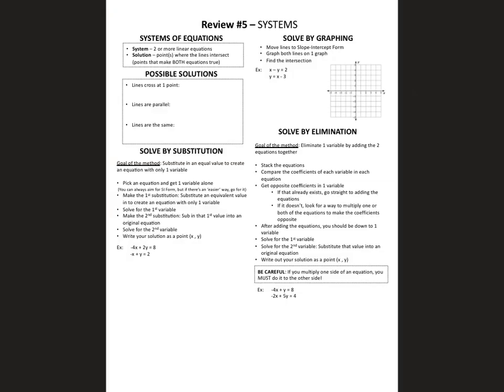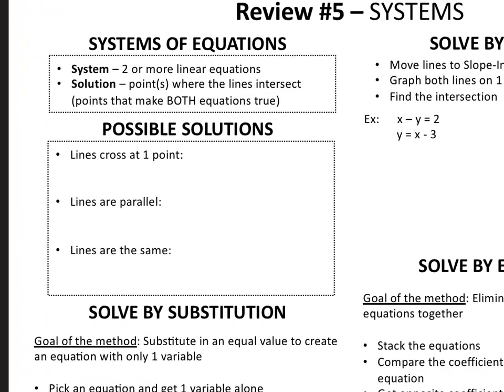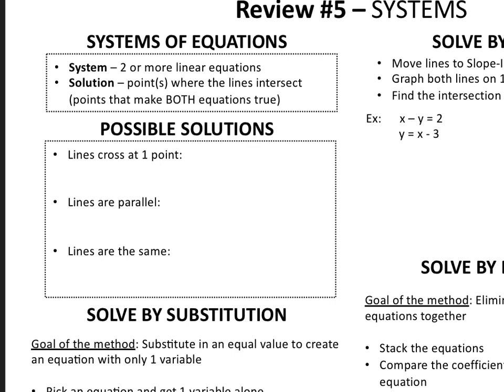There are three possible solutions for a system of equations. One is that the lines could cross at one point, so they might look like this. And then this point right here would be your intersection, and it would be a coordinate x, y.